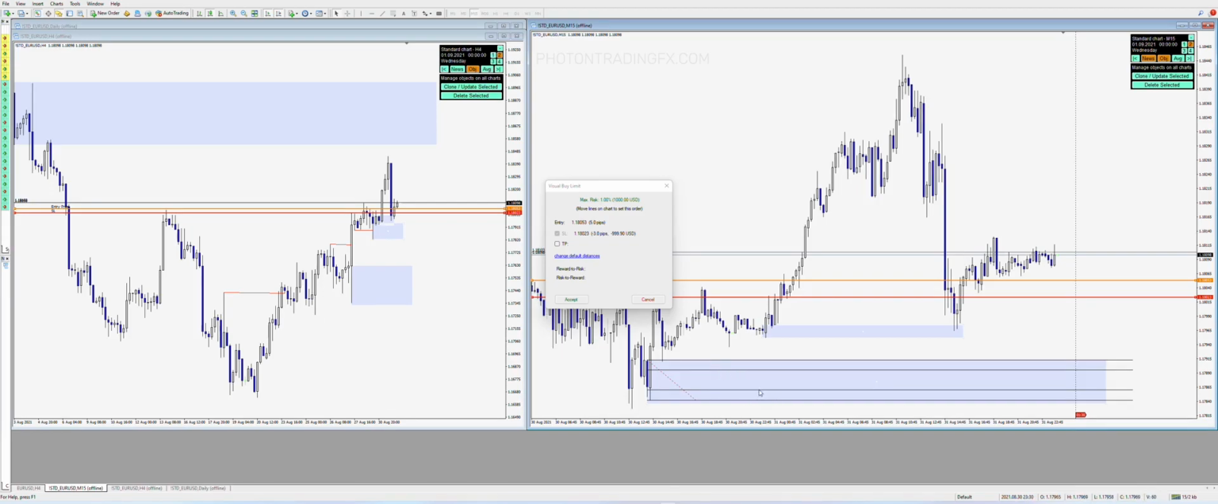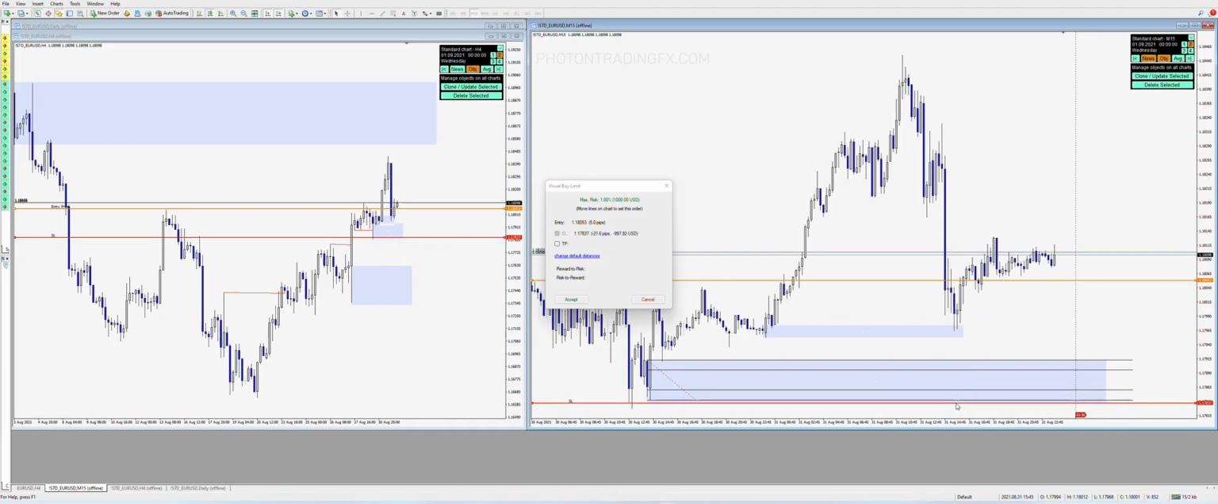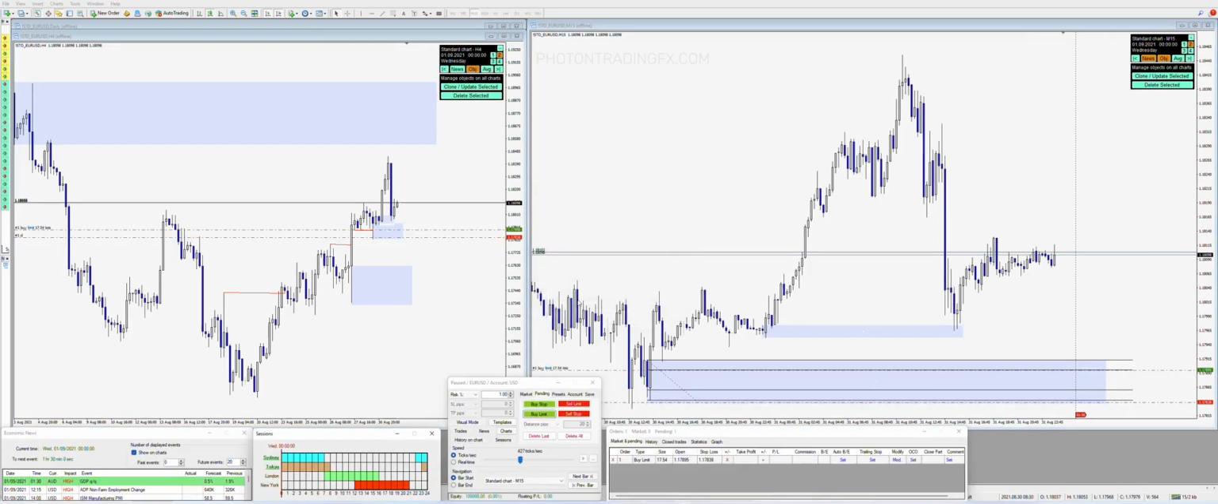And obviously if it's a short, I'd enter on the bottom 25%. So the way I'm going to do this is stop just below the low, and then we'll have our entry on the 25% level there. And I would be more than happy with that. So now we have our buy limit set.